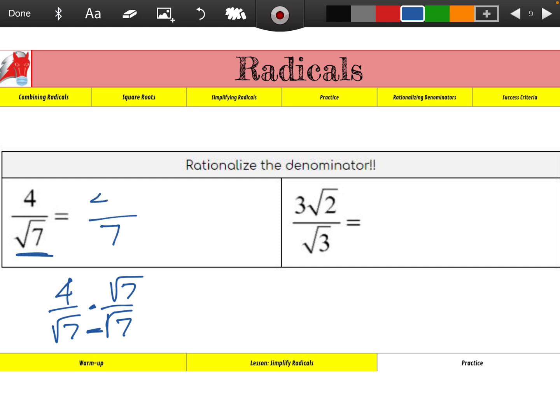The reason is because then this turns into 7. And then I just keep the same thing on top. If I can simplify, which I can't, I'd simplify. That's rationalizing the denominator. That's the simplified radical form.